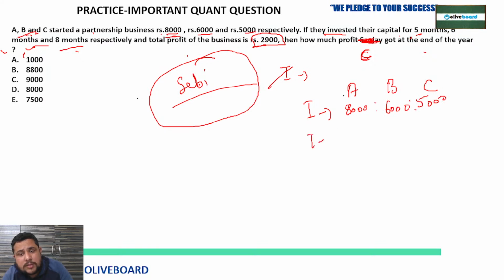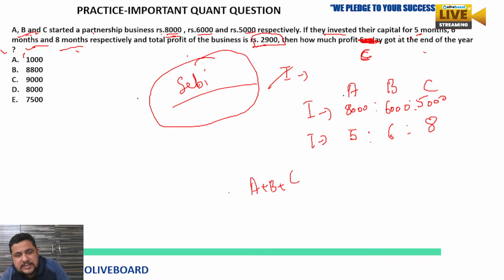Now we will talk about their time. For how much time have they invested? They invested their capital for 5 months, 6 months and 8 months. So this is the time. Now profit is given. You know the total profit of A plus B plus C. That profit is given.